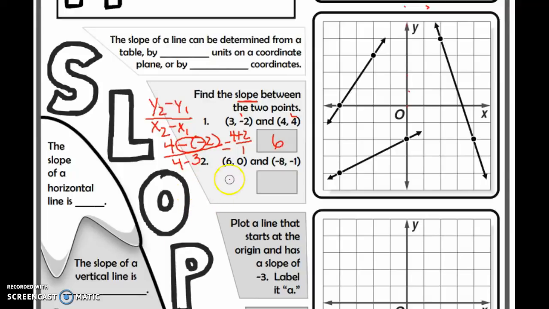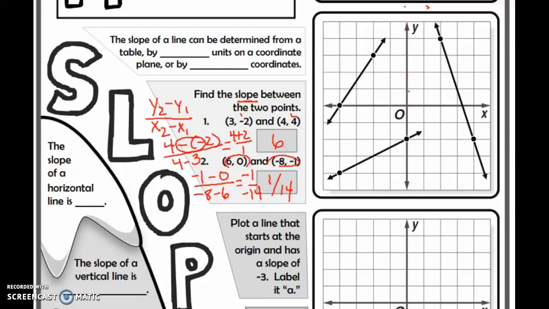Number 2, same thing. These will be our 1's. These will be our 2's. So we're going to start with -1 minus 0 over -8 minus 6. -1 minus 0 doesn't change, so it's -1. -8 minus 6 is -14. So a negative divided by a negative is a positive, and I have 1/14.